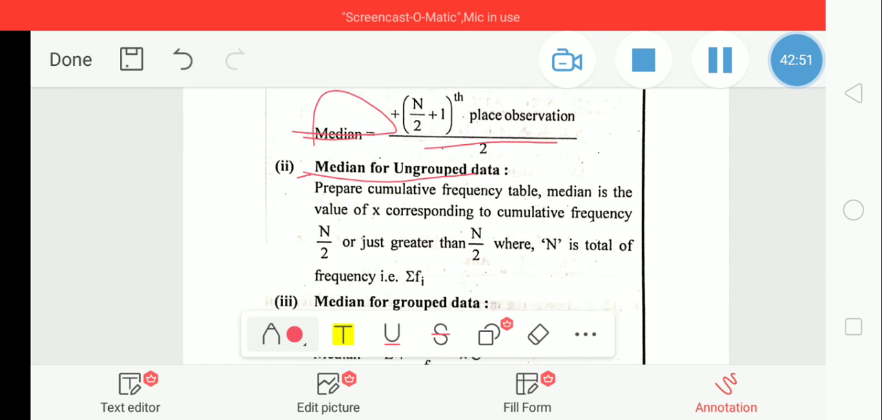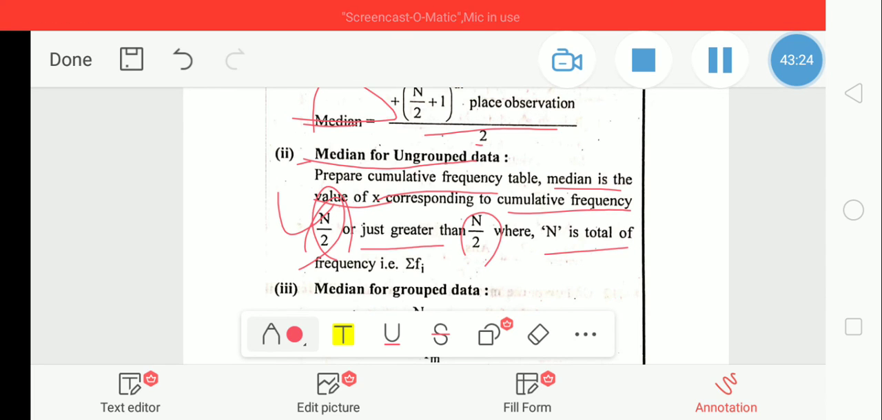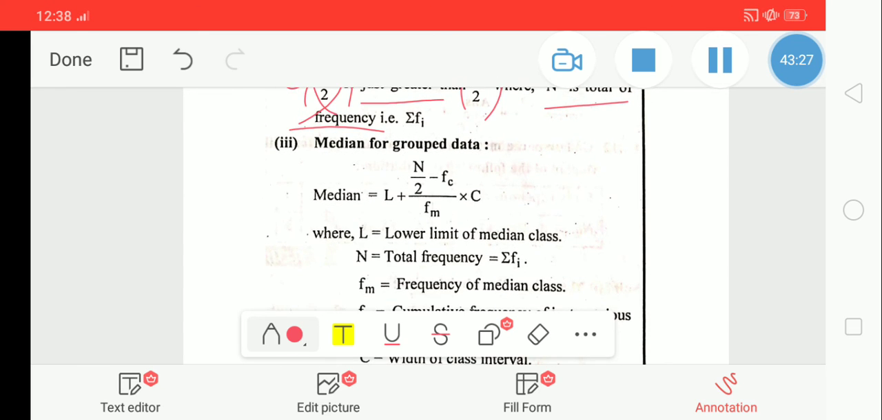And for ungrouped data, we prepare the cumulative frequency, and the median is the value of x corresponding to the cumulative frequency that is n by 2 or just greater than n by 2. When the cumulative frequency equals n by 2, that directly gives the median, and when it does not, we take the one just greater than n by 2. And n is the total frequency, meaning summation of fi.